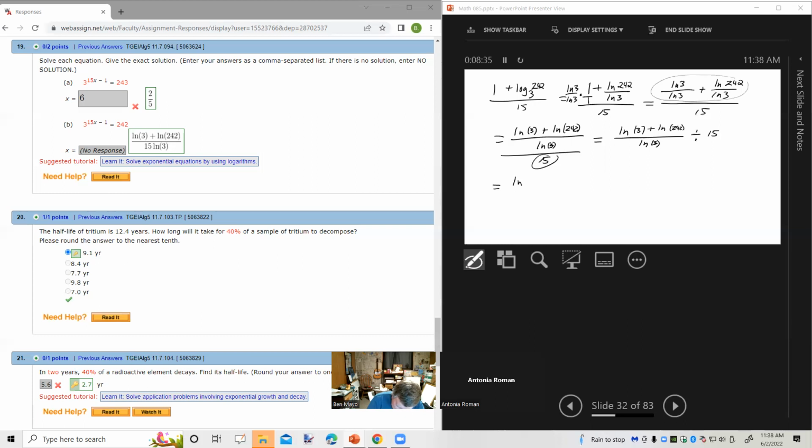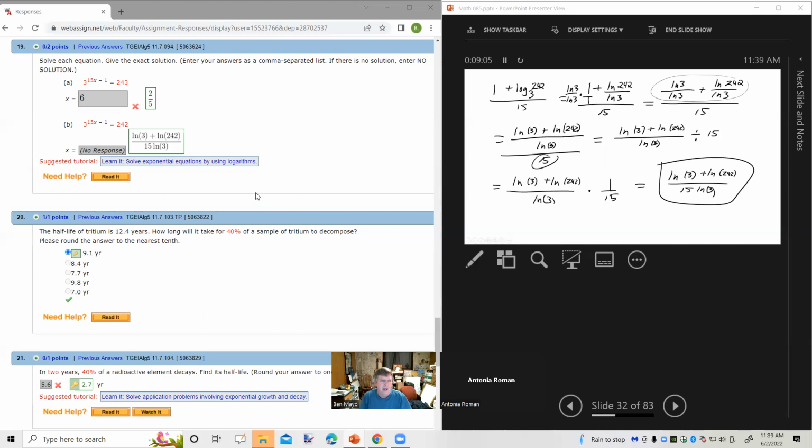But that's equal to the natural log of 3 plus the natural log of 242 over the natural log of 3 times the reciprocal of 15, which is 1 over 15. Multiplying two fractions straight across, you get the natural log of 3 plus the natural log of 242 all over 15 times the natural log of 3. And that's the answer that they're showing.